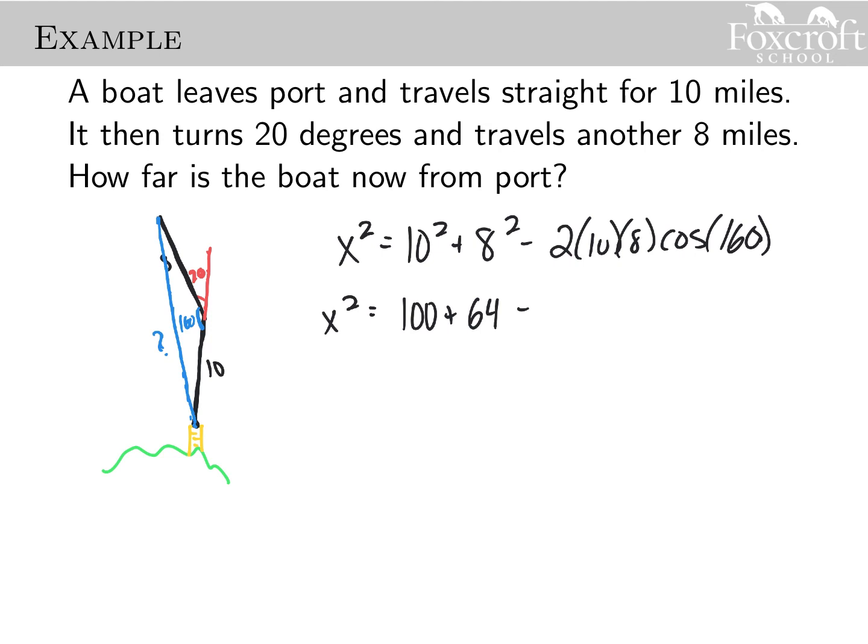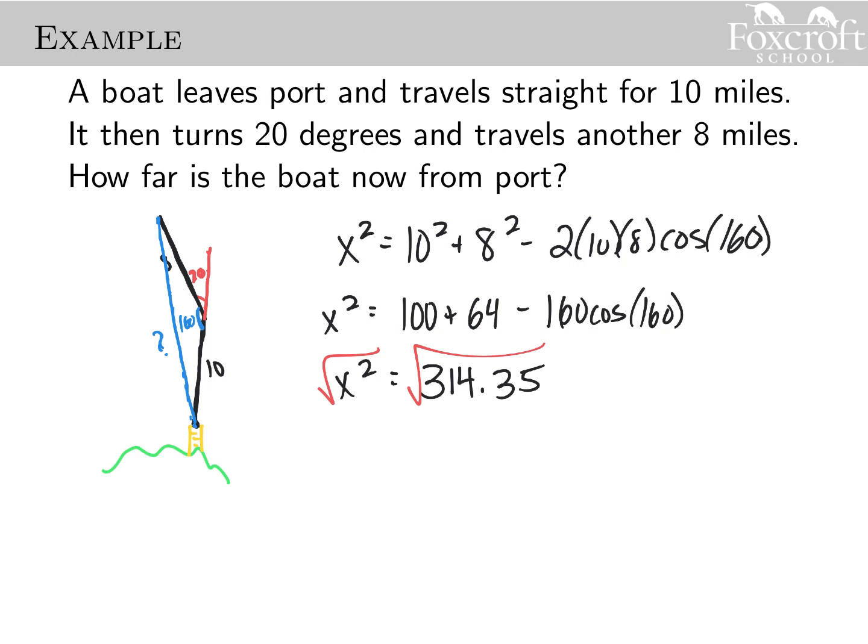Let's see. 160 cosine of 160. Again, I'm just going to use a calculator to plug all that in. So 100 plus 64 minus 160 cosine of 160 gives 335. And then I want to figure out x, so I have to take the square root of both sides. So x is going to be whatever the square root of that number is. So let's see, the square root of 314.35 is 17.7.